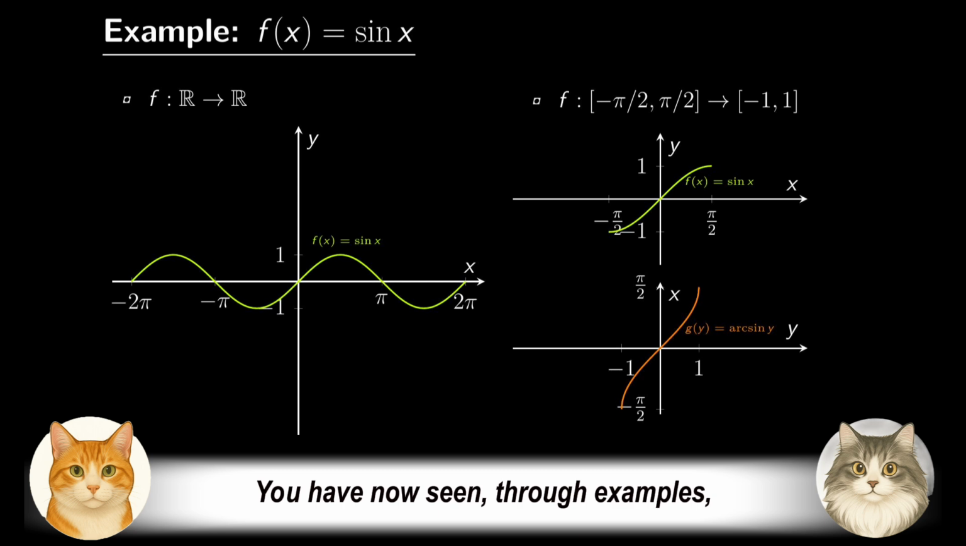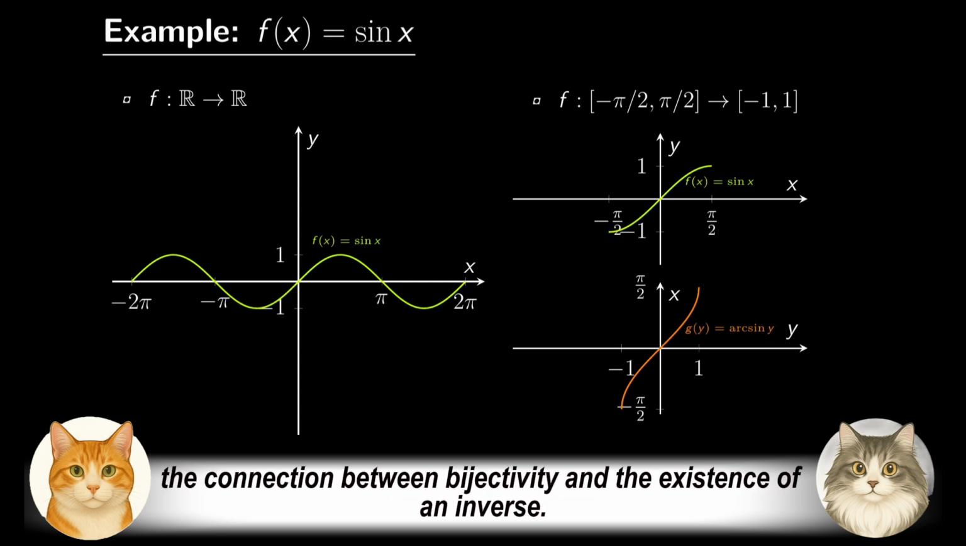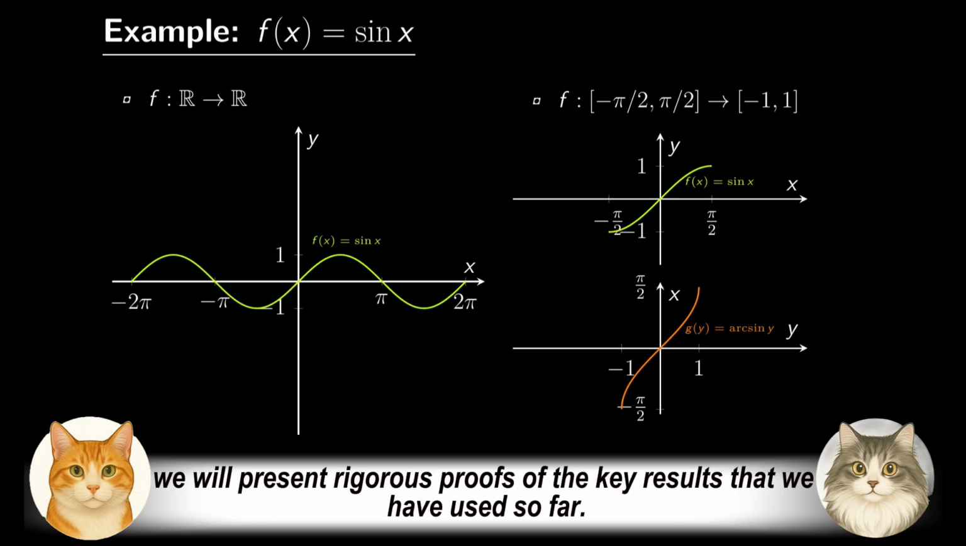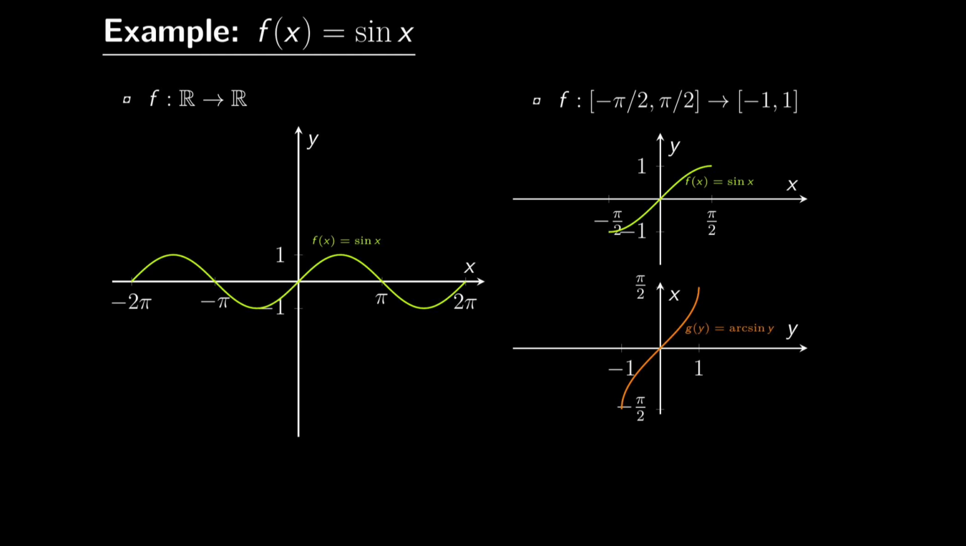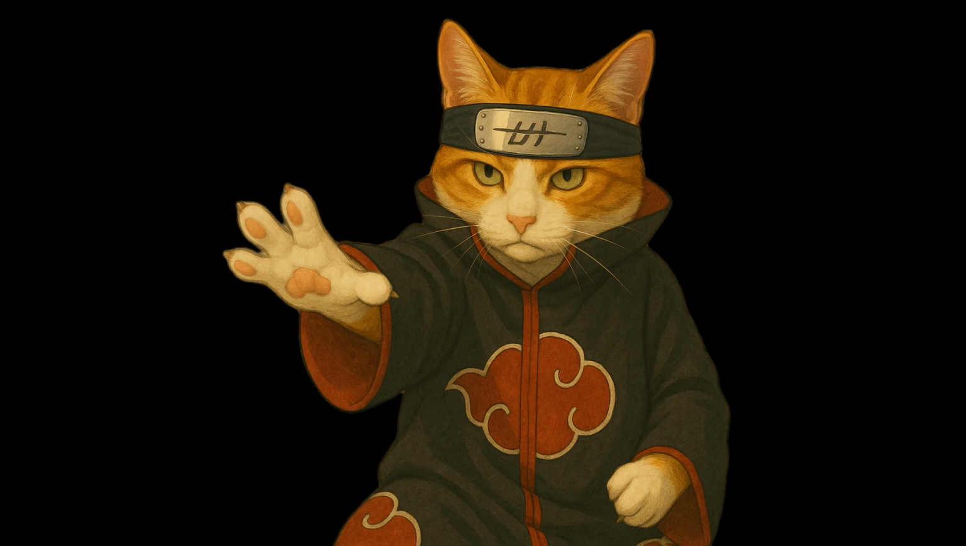You have now seen through examples the connection between bijectivity and the existence of an inverse. In the next section, we will present rigorous proofs of the key results that we have used so far.